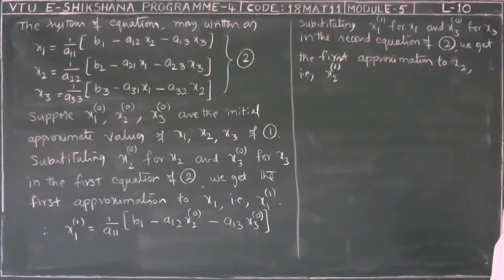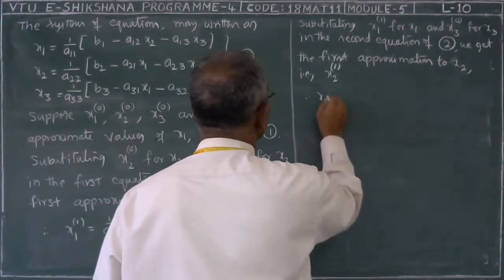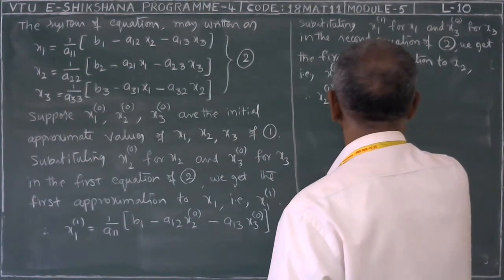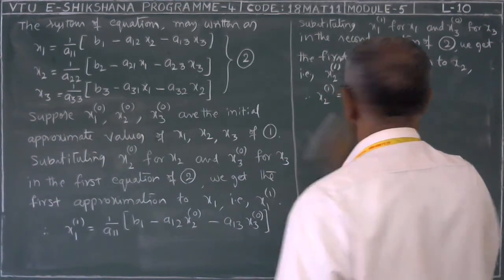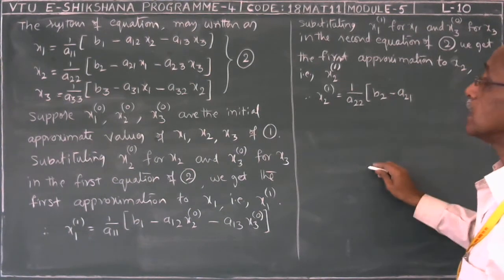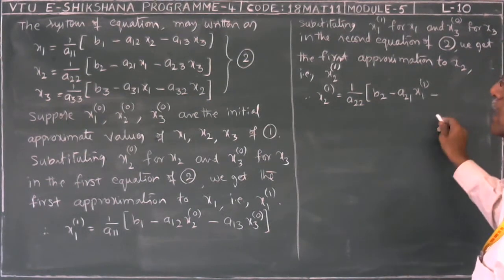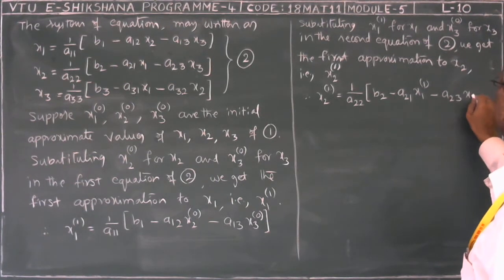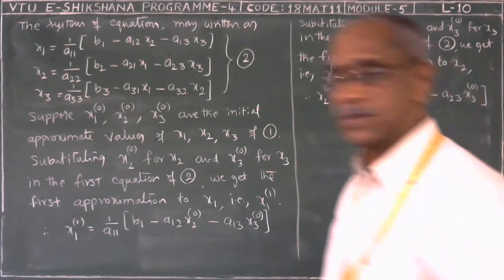First approximation to x2, x2 1. So therefore, x2 1 is 1 divided by a22 times b2 minus a21 x1 1 minus a23 x3 0, where x3 0 is the initial approximation.